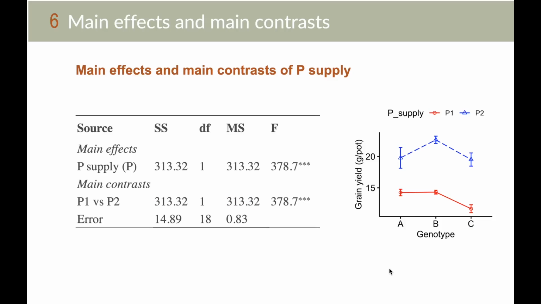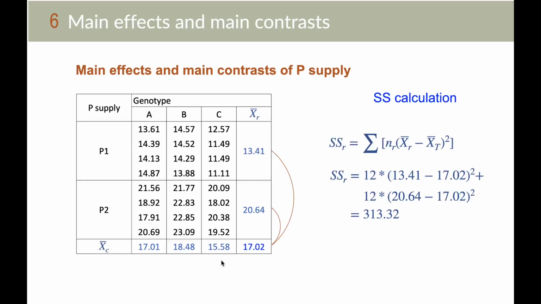As we mentioned above, there is an ordinal interaction when we show the P supply as a line and genotype on the x-axis. So we can analyze the main effect of P supply, and also we can analyze the main contrast for the P supply. And this is the result. You can see there is a significant difference between the P levels. Because there are only two groups, for main contrast it is only P1 and P2. And the result is similar between the main effect and main contrast in this case.